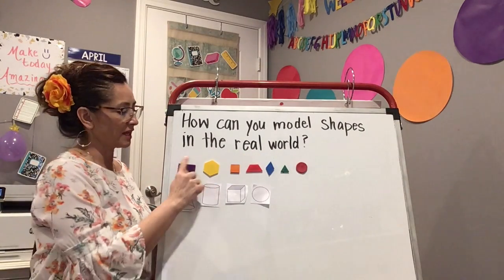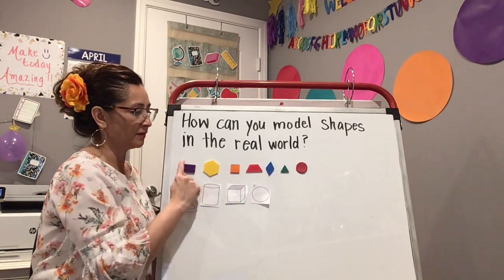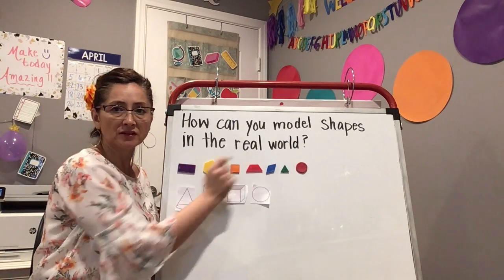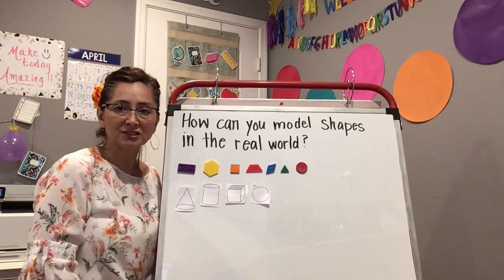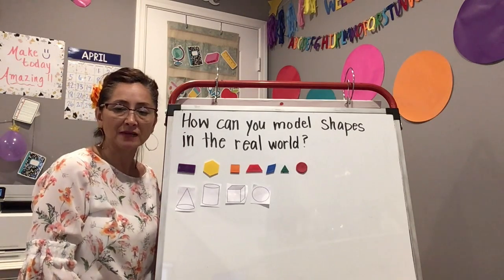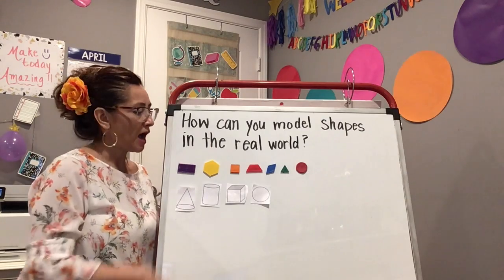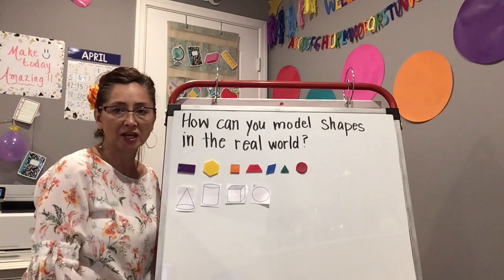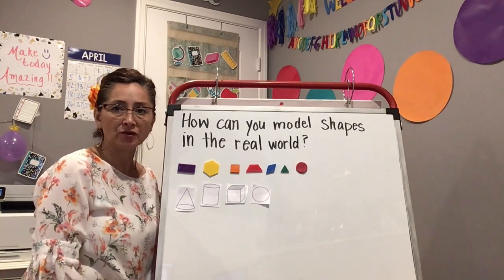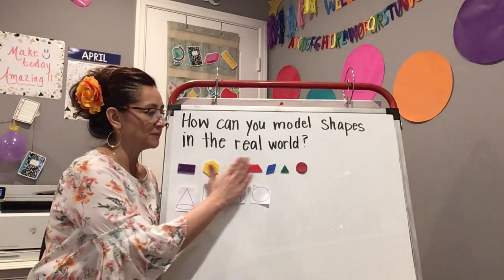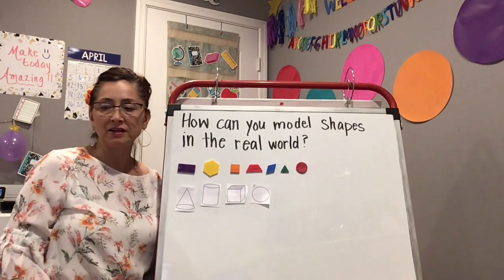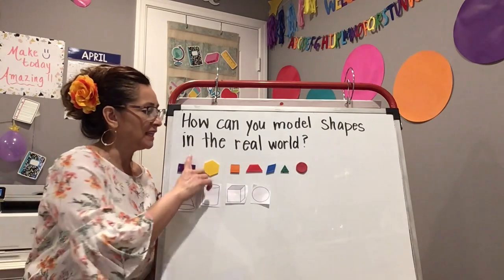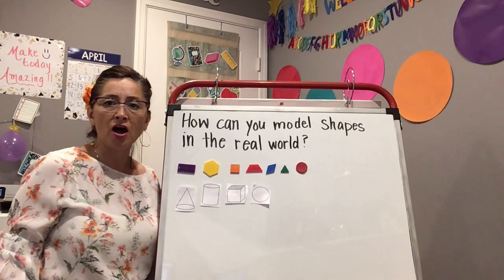So I want you to take a look at these shapes on my first row here. What kind of shapes are those? Yes, that's right. Two-dimensional shapes or 2D shapes. How do you know these shapes are two-dimensional or 2D shapes? Yes, you're right. All of these shapes are flat. Very good.